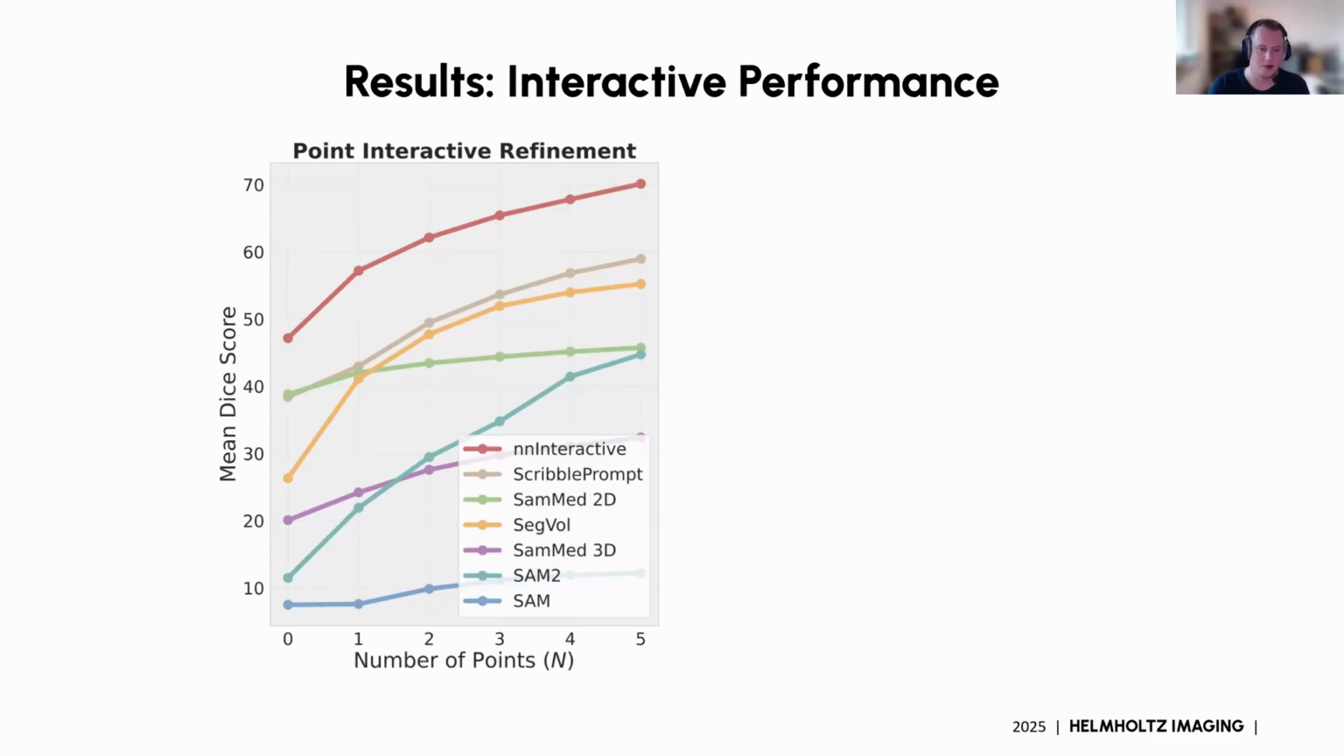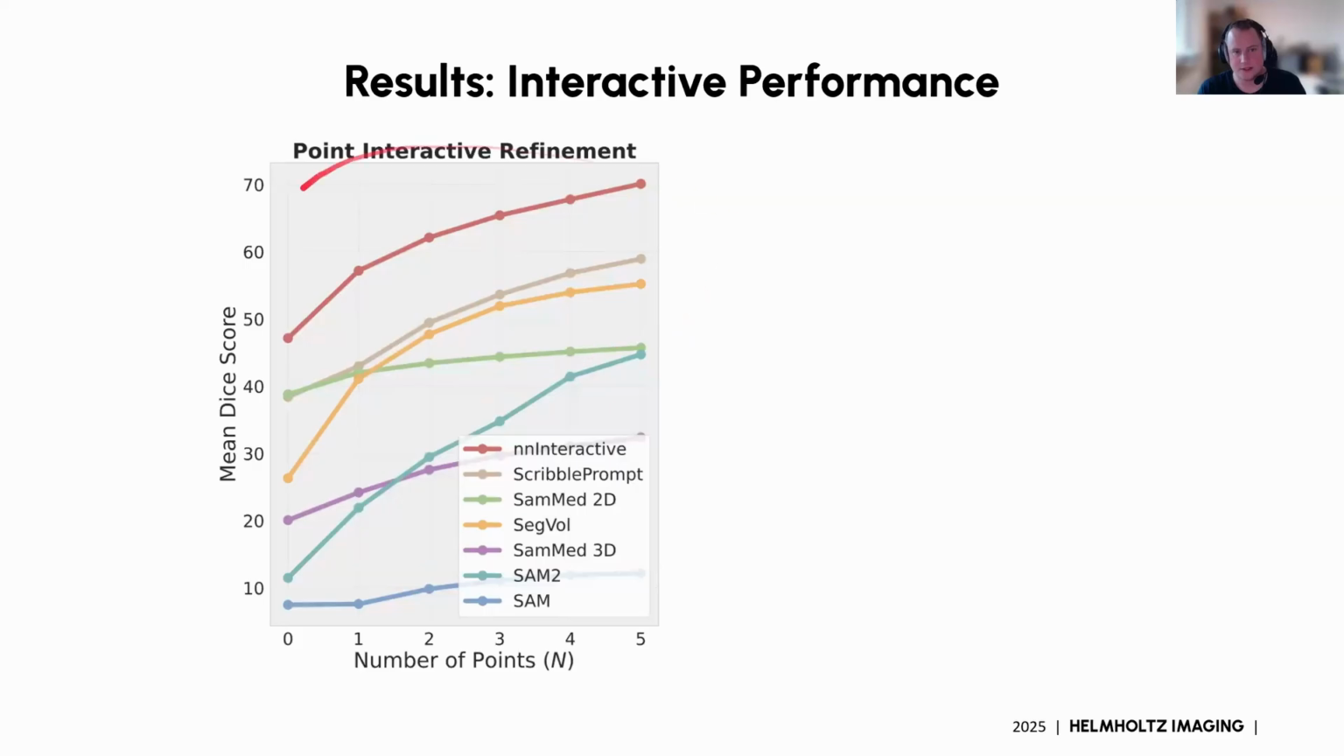Here again, number of points means number of points per slice for 2D models, which gives them a strong advantage. And the 3D models, which is SegVol, nnInteractive, and I believe SAM-Med3D, they only receive the number of points that's given on the x-axis.